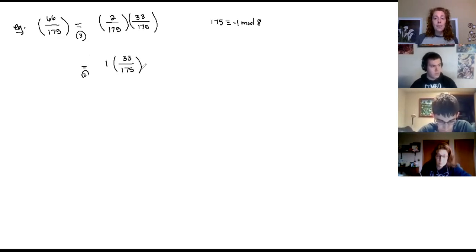At this point, I have a couple of choices. I could do this 2 ways. Either I could split up the 33 as 3 times 11 and use rule number 3 again.